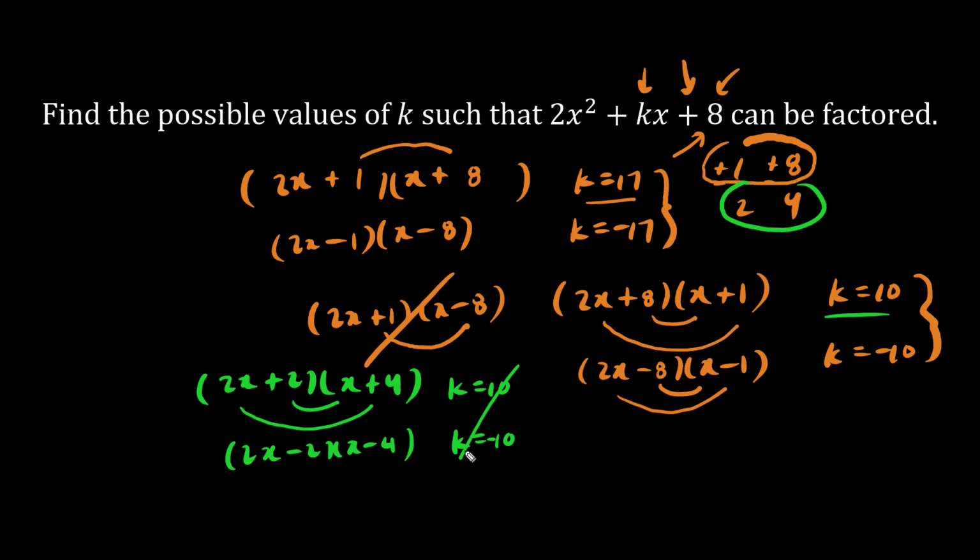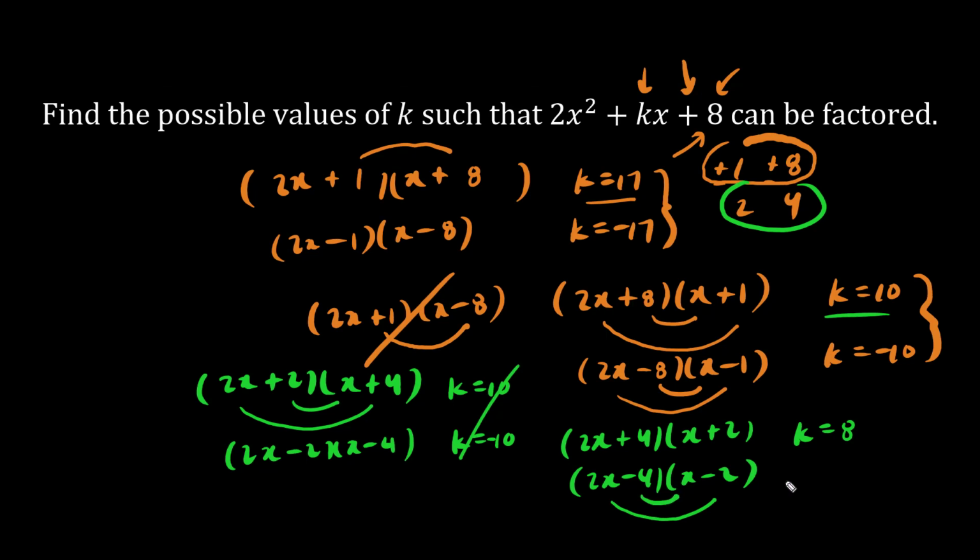Now let's try switching the 2 and the 4. Let's try 2x plus 4 and x plus 2. What do we get? We get outside 4x plus 4x is 8x, so k equals 8. Now what if we go minus instead of plus? We have negative 4x minus 4x is minus 8x. So we have 2 unique k values. So we have a total of 1, 2, 3, 4, 5, 6 unique k values.